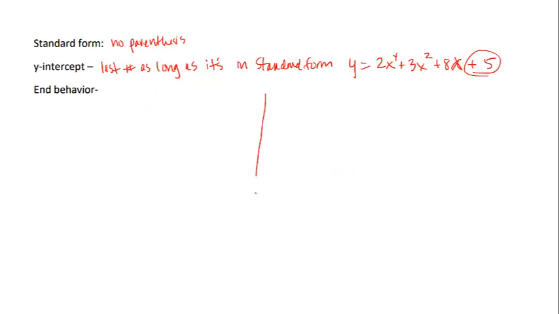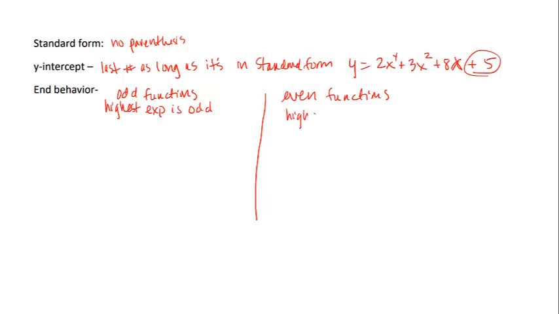Let's talk about end behavior. We're going to talk about end behavior, although we did talk about end behavior just a second ago. I'm going to discuss it between odd functions and even functions. So an odd function means that the highest exponent is odd. And an even function means that your highest exponent is even. So let me give you an example. If I gave you this, my exponent is 3.